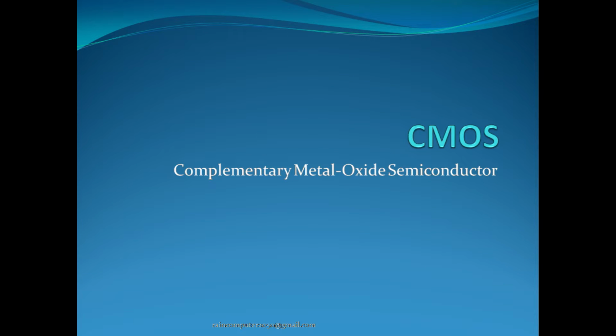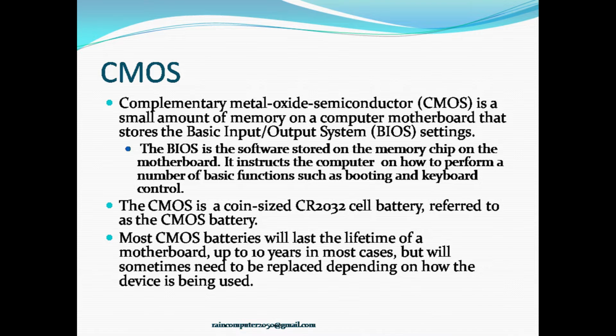In this video we are going to see what is CMOS, complementary metal oxide semiconductor, and its uses. CMOS is a small amount of memory on a computer motherboard that stores the BIOS settings. BIOS is nothing but your basic input-output system software. That is, the BIOS is the software stored on the memory chip on the motherboard. It instructs the computer on how to perform a number of basic functions such as booting and the keyboard controls.